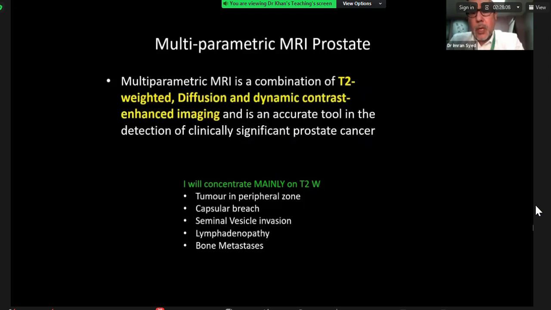And this is based on the system called the PI-RADS scoring system, which we'll just briefly touch upon, and the current version that's being utilised is utilising contrast enhancement. I'm going to concentrate mainly on T2 weighted imaging, however, because contrast enhancement doesn't necessarily come up in the exam at the moment, but it's the T2 weighted imaging that we're interested in. And what tends to feature are tumours in the peripheral zone, whether there's capsular breach or not, seminal vesicle invasion, nodal involvement, and bony metastases.